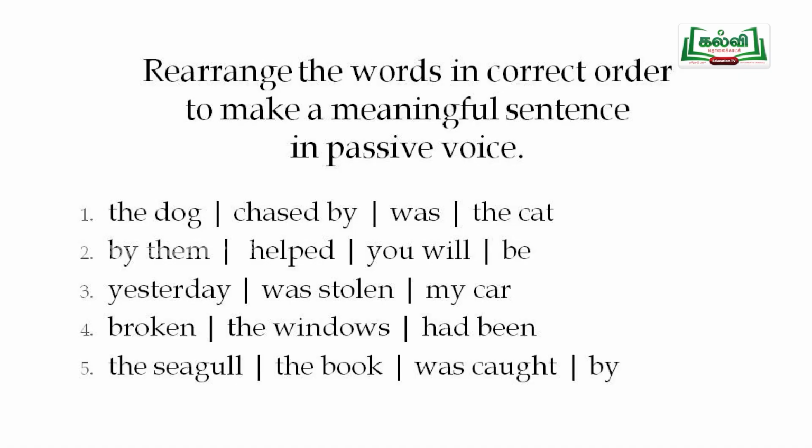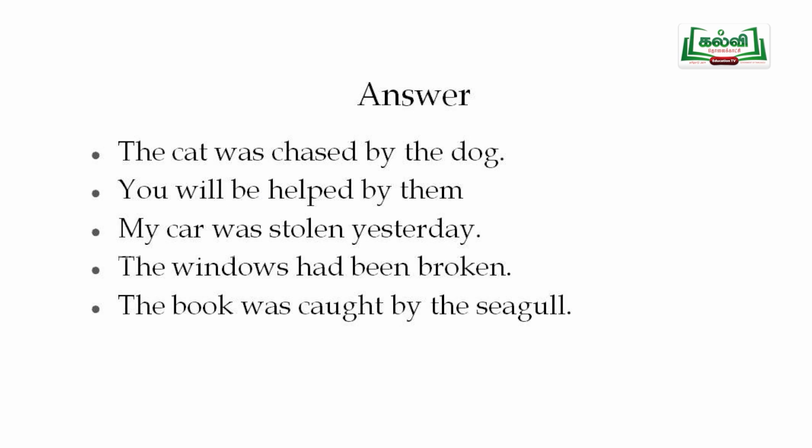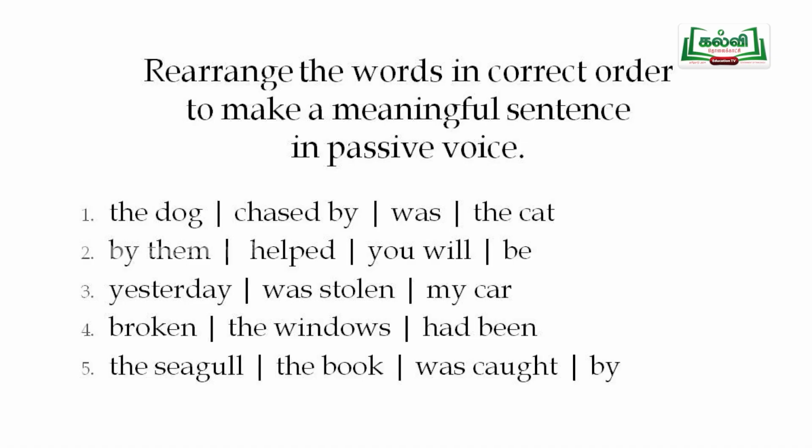Read these sentences carefully and find the answer. Shall we discuss the answer, children? The first sentence, the dog chased by was cat. Dog, cat, ரெண்டு பேர் இருக்காங்க, chased by was. Very good. The cat was chased by the dog. Cat வந்து நாயால் துரத்தப்பட்டது. Next sentence, by them helped you will be.